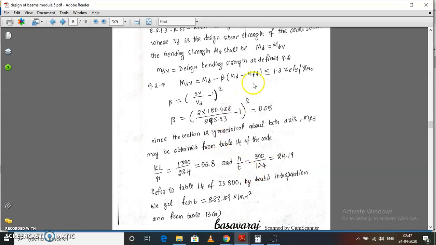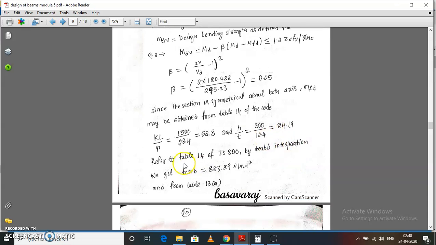To calculate the value of MFD, first calculate KL by r value. K is 1, simply supported, so KL by r is 1500 divided by 284.4, that is equal to 52.8. And h by tf is 300 divided by 12.4, it is 24.13. So refer to table number 14 of IS 800. By double interpolation, we get fcrb equal to 883.89 Newton per mm square.